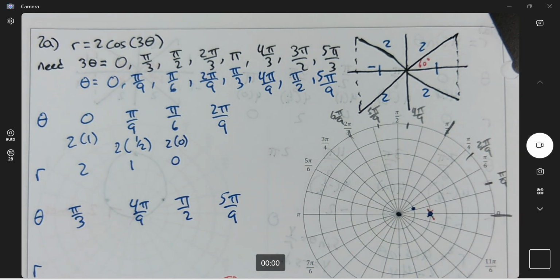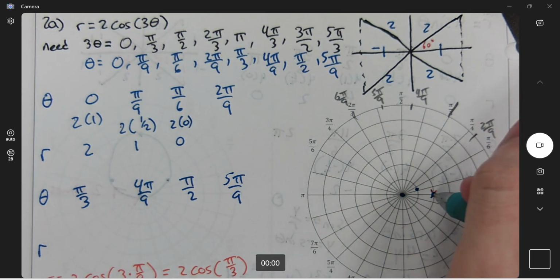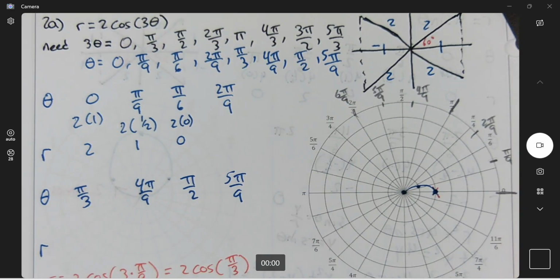So what did we do? We started here, and we arched in a counterclockwise motion to the pole. Like that. Good? And it should make sense that it went counterclockwise because, well, you know, our angles go counterclockwise, don't they?